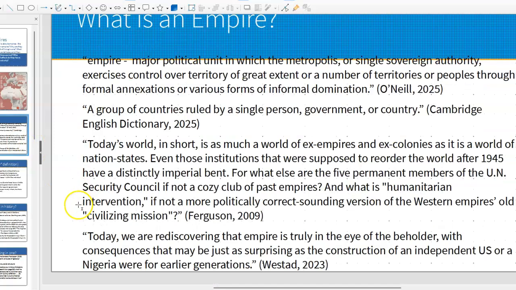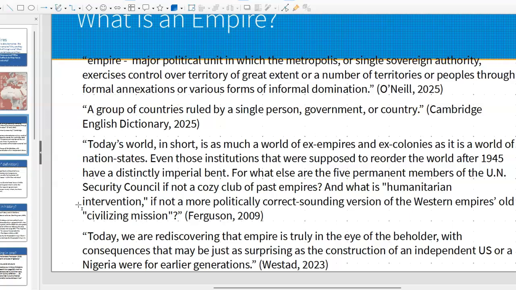Westdod, who I also used as another multimedia source, says, "Today we are discovering that empire is truly in the eye of the beholder, with consequences that may be just as surprising as the construction of an independent U.S. or a Nigeria were for earlier generations." So these last two I bring in because they go to what I was using as a multimedia in the last set of questions, which is, are there still empires today? And as you can tell from these two guys, they argue that yes, they are. And that would be my argument as well.